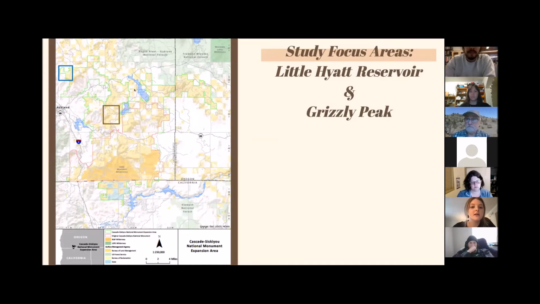So first, this is the whole monument, and we have this area right here, which is the Little Hyatt Reservoir area that we were able to go in and map. And then over here in the corner is the Grizzly Peak area.